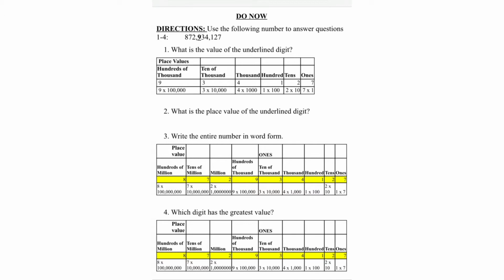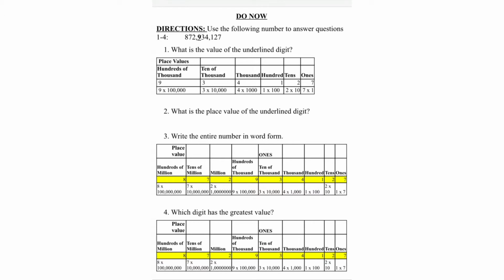In the thousands place value, we have 4, so that's 4,000. In the hundreds place value, we have 1, so 100 times 1 is 100. In the tens, we have 2, so it's 2 times 10 is 20. And in the ones, we have 7. 7 times 1 is 7, okay? Just wanted to give you an idea how it works in terms of place value and why we came up with 900,000.